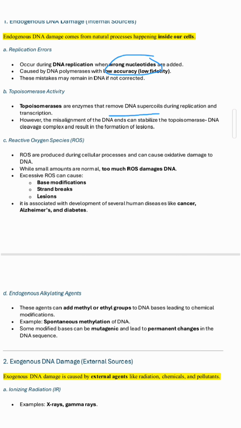Third one is the reactive oxygen species. Reactive oxygen species are actually produced during the cellular processes and can cause oxidative damage to the DNA. Small amounts are normal, but if ROS is present in larger amounts, it can damage the DNA. Excessive ROS amount can cause base modification, strand break or lesions. It is also associated with several human diseases like cancer, Alzheimer's and diabetes.